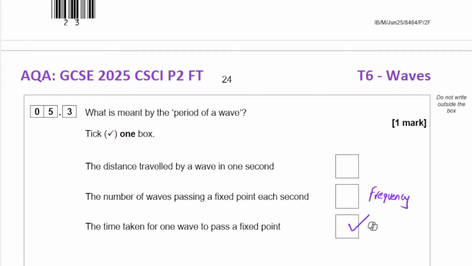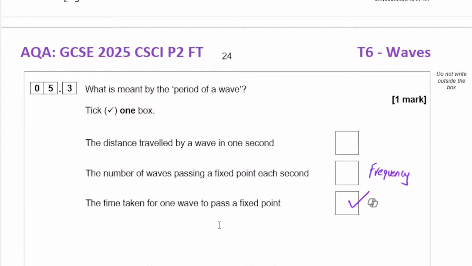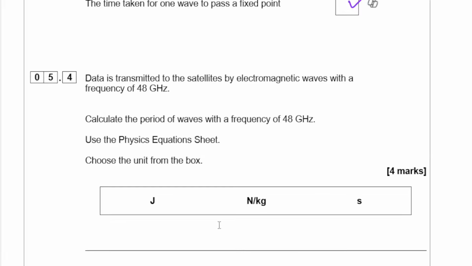And the other keyword that you have to remember is the wavelength, that is the length of one wave. Data is transmitted by electromagnetic waves with a frequency of 48 GHz. What does that mean? That is 48 gigahertz.